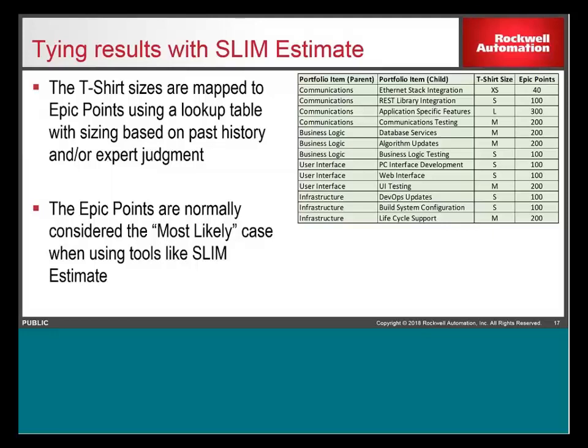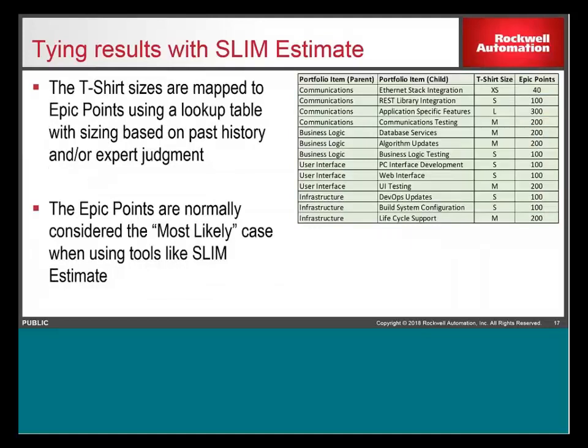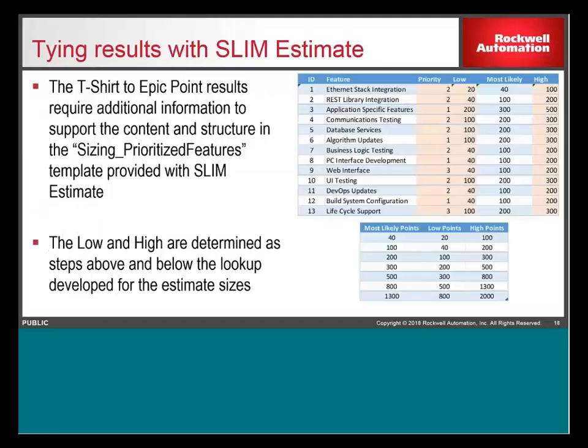To confirm, your epic points are the same regardless of the portfolio item, right? So the epic points that I'm using map to the T-shirt sizes. It's not really easy to see here. For example, I map the T-shirt size to the points. The first one on the list, Ethernet stack integration, is extra small. Extra small is 40 points. There are other epics that have medium or small or large, and each of those has its own mapping. Each epic may have a different size.